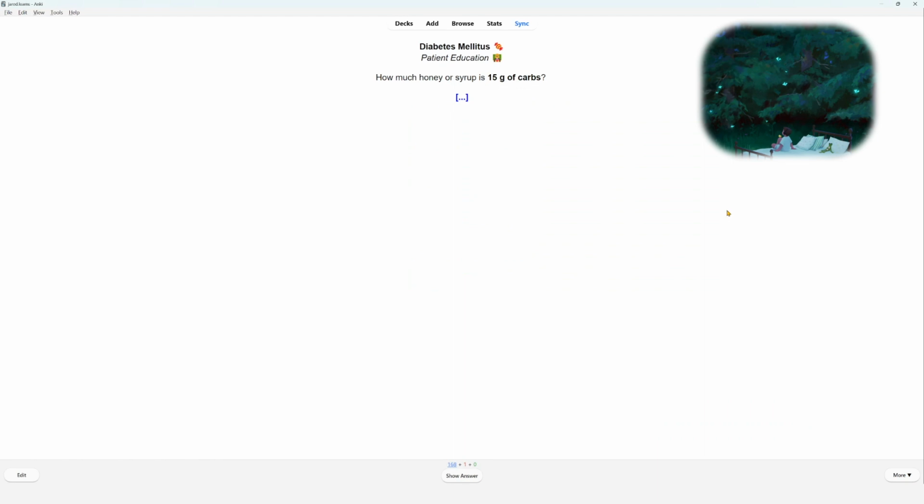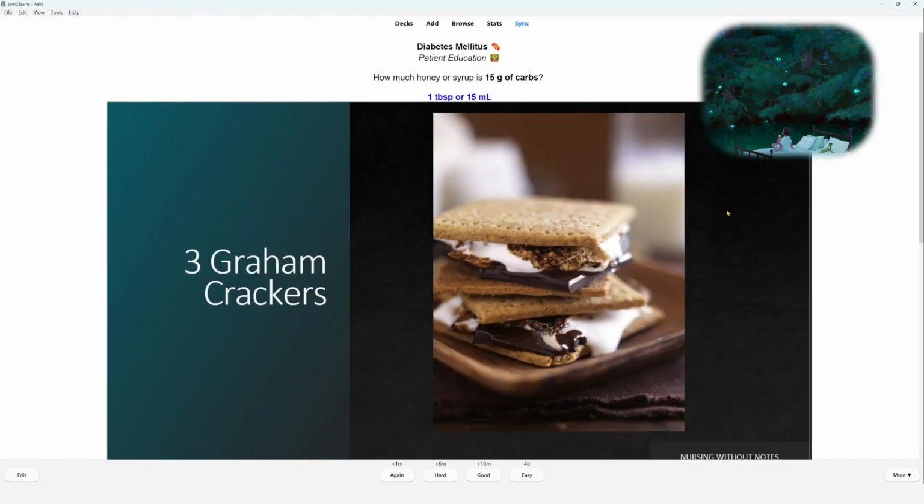How much honey or syrup is 15 grams of carbs? I think that's 5 milliliters. Oh, 1 tablespoon, 15 milliliters. Okay.